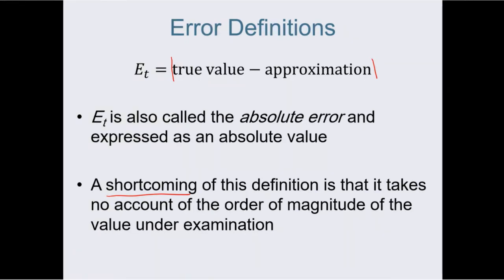is that it takes no account of the order of magnitude of the value under examination. So order of magnitude means the power of 10. 10 to the power 0, 10 to the power 1, or 10 to the power 2, or 10 to the power 3. So it doesn't take into account whether the number is 1, 2, 3, or whether it's 10, 20, 30, or whether it's 100, 200, or whether it is in thousands.